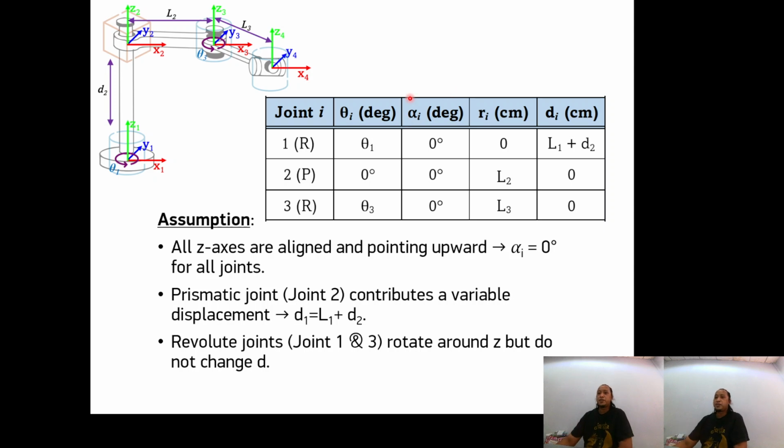After that, we have to make the assumption. This table is based on these assumptions. All z-axes are aligned and pointing upwards. Alpha i is always 0 for all joints. And prismatic joint 2, this one, contributes a variable displacement d, so d for this one equals L1 plus d2. And revolute joints, joint 1 and joint 3, rotate around z but do not change in d.